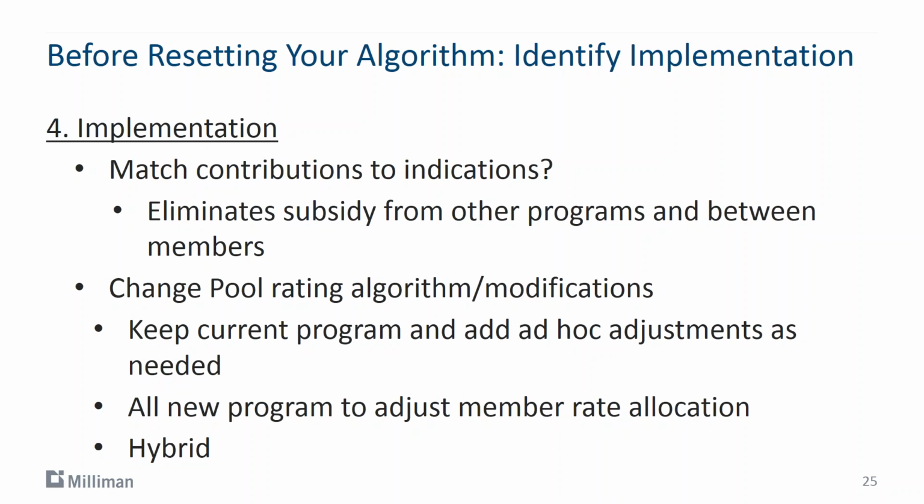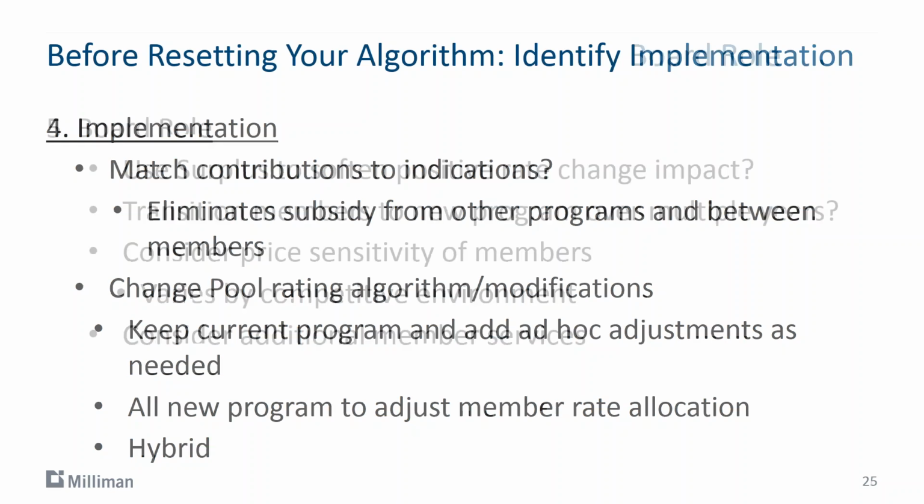Implementation: when we're implementing the change in the rating algorithm and the change in the underwriting rules, do we want to make sure that we're matching contributions to the actuarial indications? This would serve to eliminate any subsidies that you see between your programs and between members. And then, how are you going to go about changing that pool rating algorithm? Are you going to keep the current program in place and just add ad hoc adjustments to it? Are you going to scrap the whole thing and start with a new program to calculate member rates, or is it going to be some hybrid of those two?